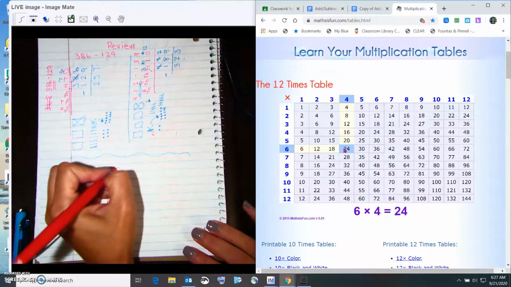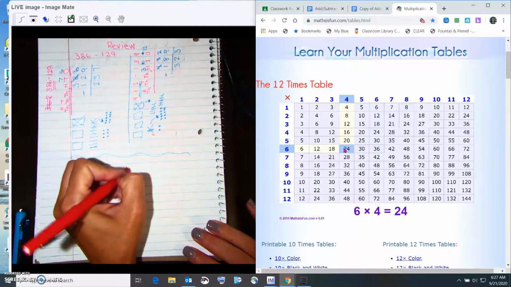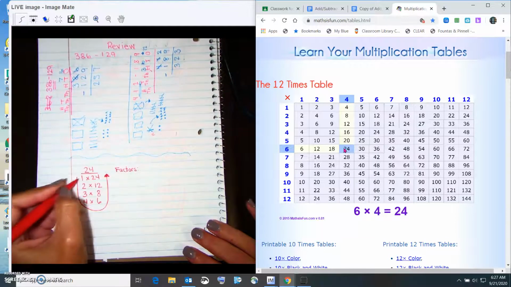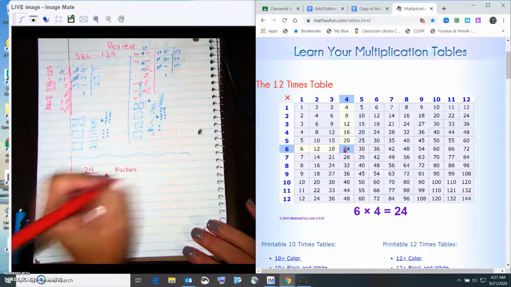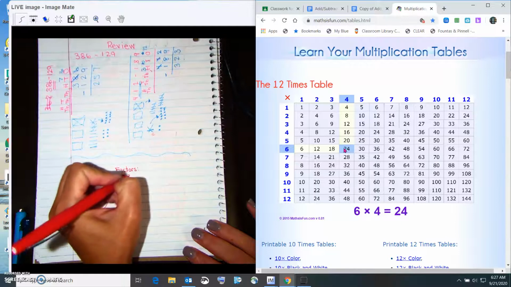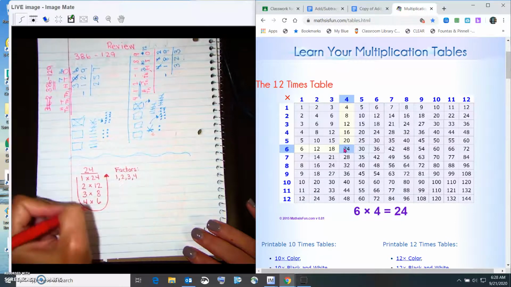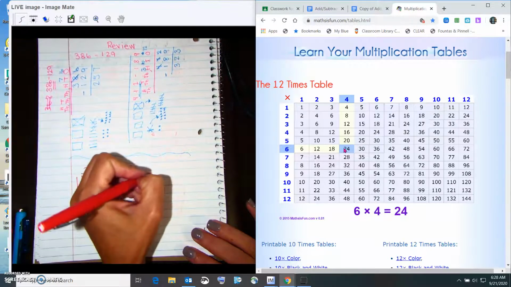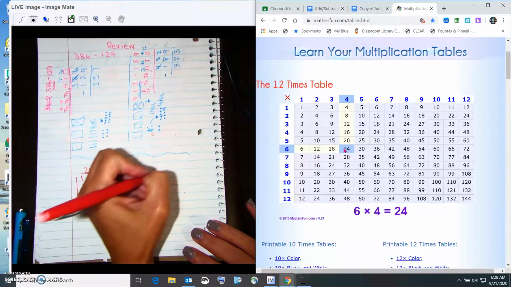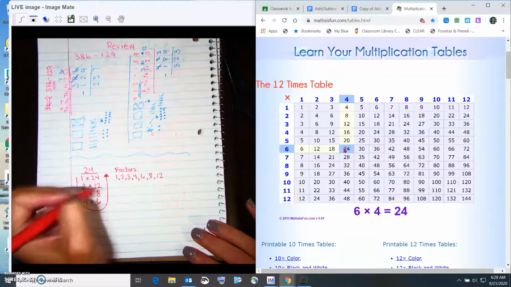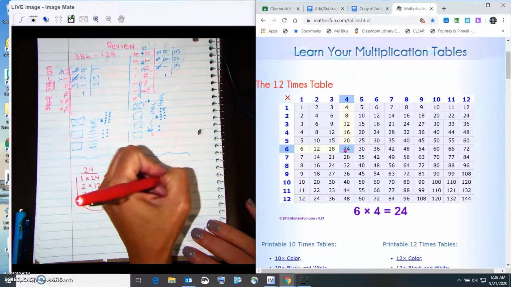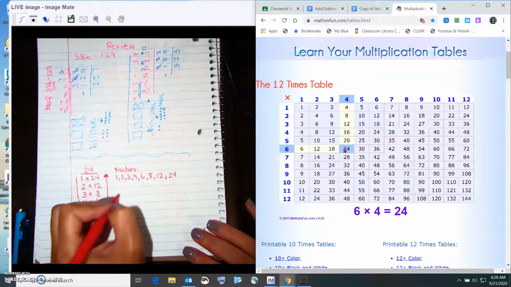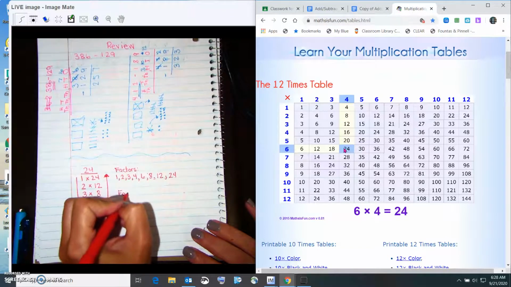So our factors are, we just go in order, follow your arrow. 1, 2, 3, 4, 6, 8, 12, and 24.